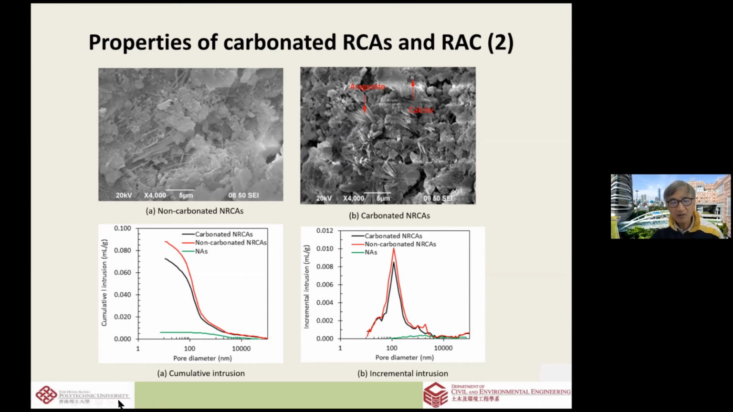And then you can see the porosity of the aggregate. This is the natural aggregate, which is very non-porous. This is the non-carbonated one. This is the carbonated one. You can see the pores are actually reduced by the carbonation.